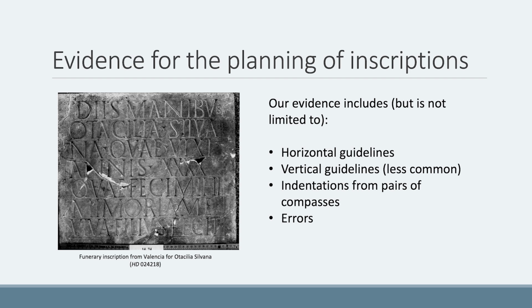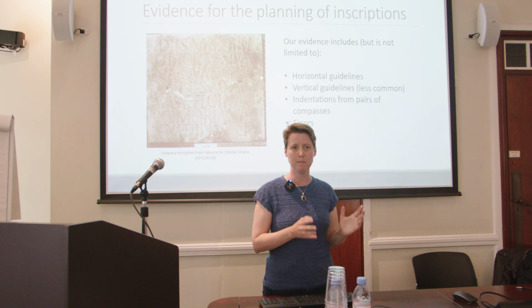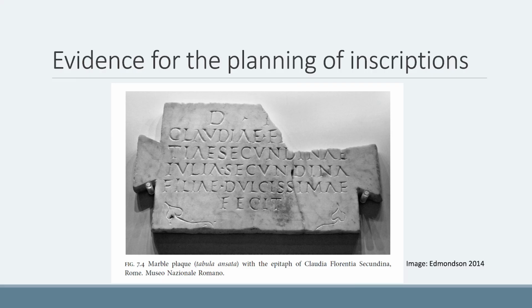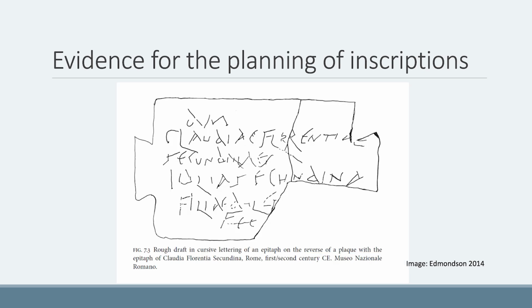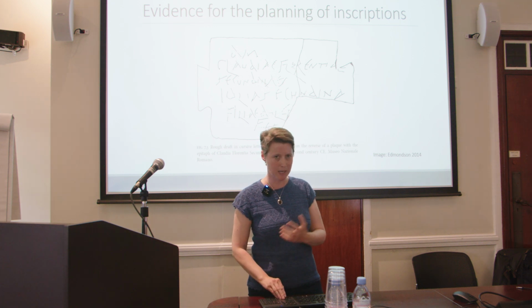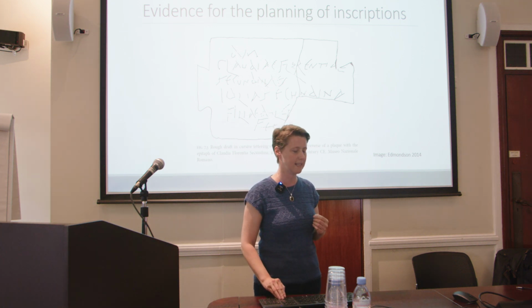And of course we can use what are often known as stonecutters' errors or letter cutters' errors, but which are not necessarily their errors, to tell us a little bit more about the extent to which inscriptions were planned out before they were carved. We also have some quite rare but very interesting stones such as this one. This is a plaque which has an epitaph on it, but on the reverse we have a rough draft of that text in cursive lettering, which again can give us some idea of the fact that somebody involved in the process was thinking about how to space out the inscription before they carved it.